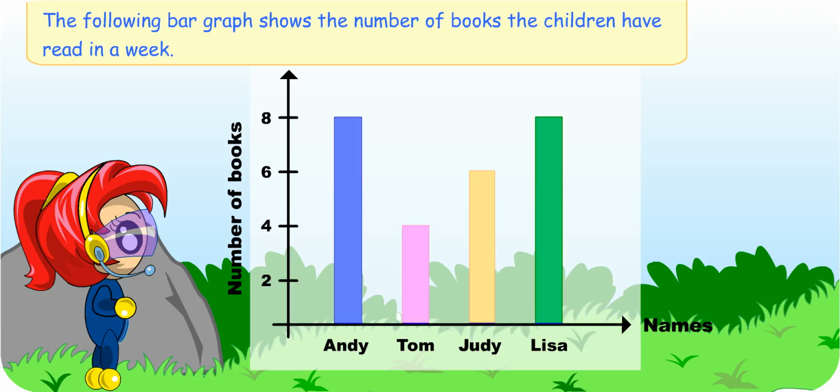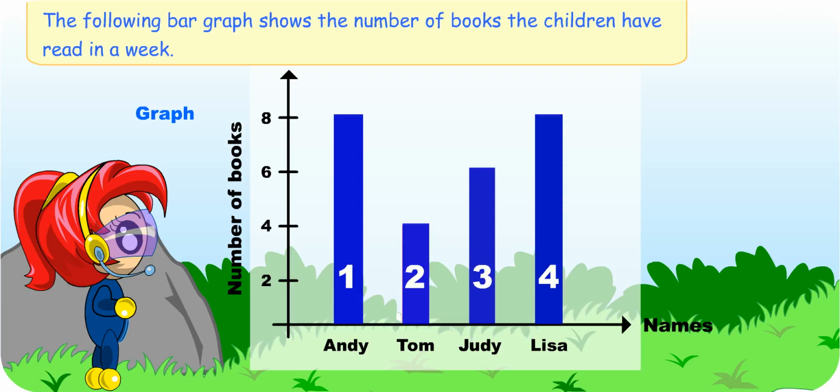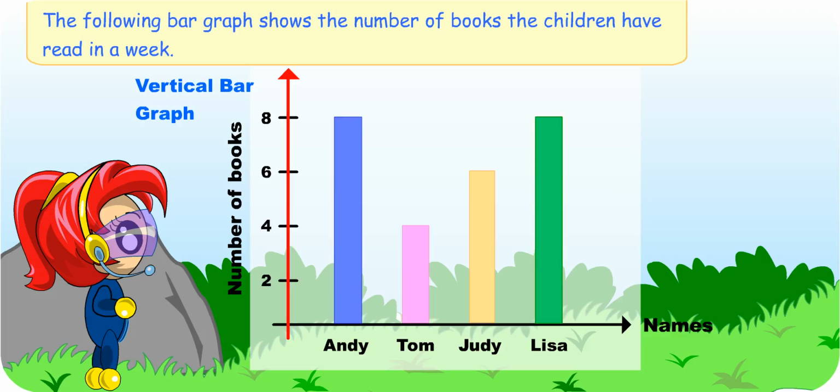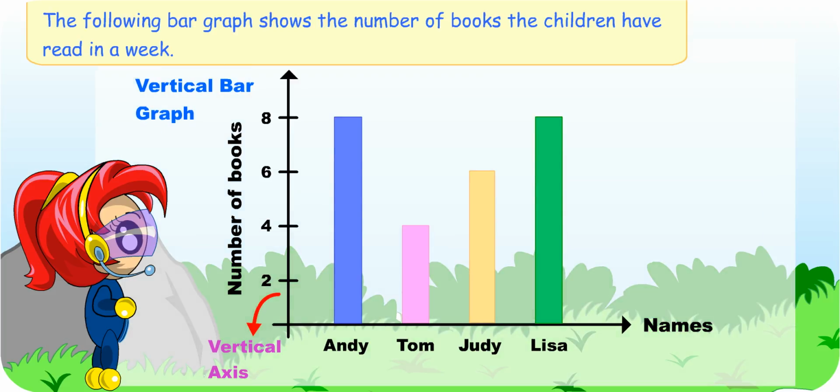Okay, this is a vertical bar graph which is made up of 4 bars. Good. What else? This vertical line is called the vertical axis and it indicates the number of books. What about the one below? It is called the horizontal axis.